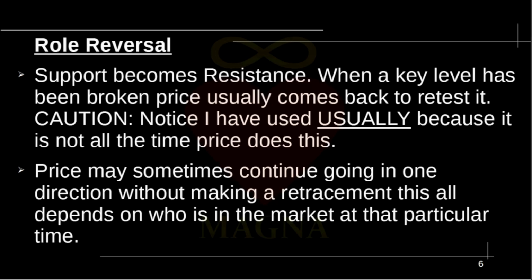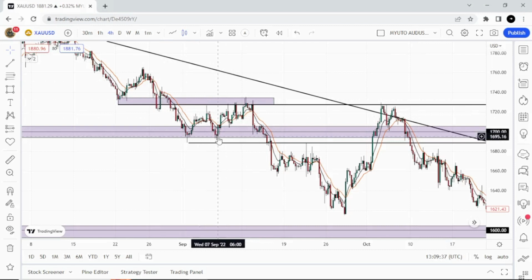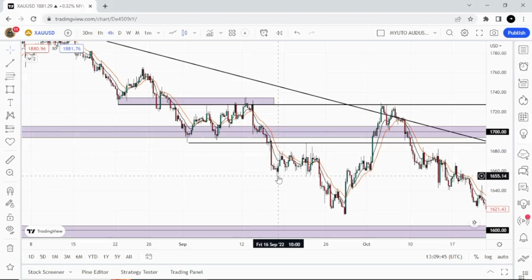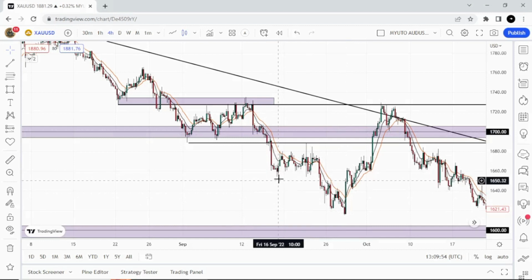Let me give you an example of where price failed to come back to the support or resistance zone. So let's not even go too far. As you can see here, price broke 1700, rallied downwards, but failed to come back and retest 1700. It continued going down. It came down, hit our target, negative 27%. People started taking profit.